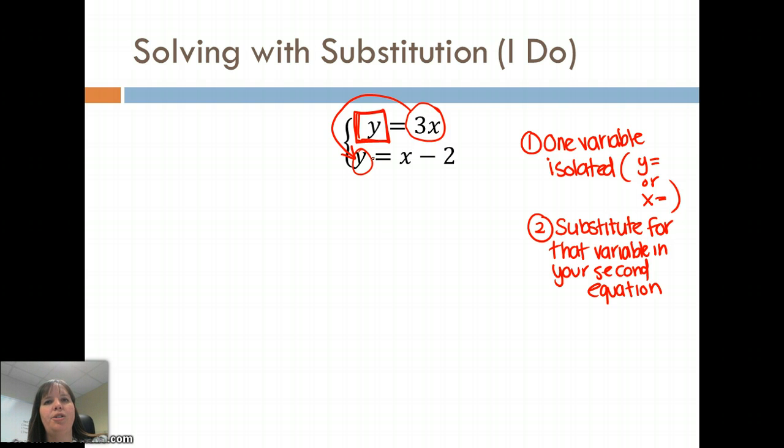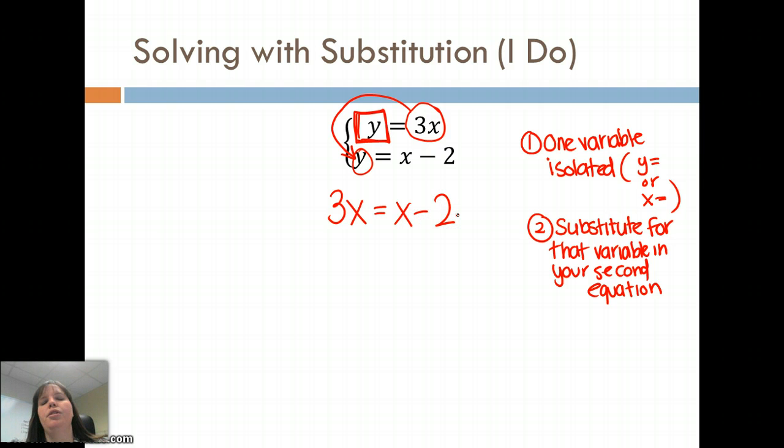Think about a substitute teacher. If I have a substitute teacher, am I still in the room? No, you're not going to have a substitute and the teacher stay there. So the 3x is going to take the place of the y. So we'll rewrite the second equation, 3x in its place, and then keep the equals x minus 2.